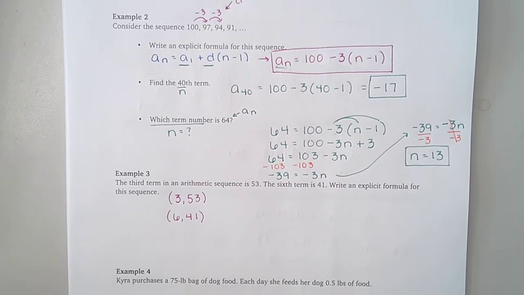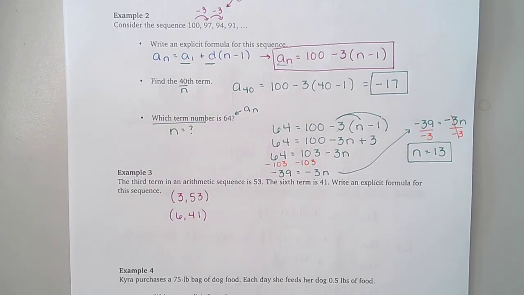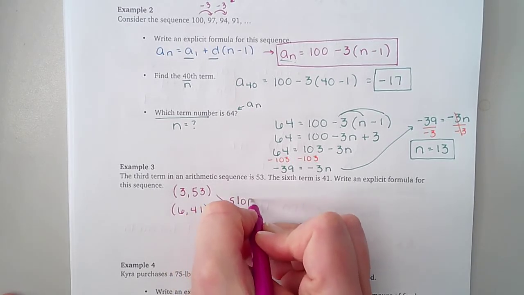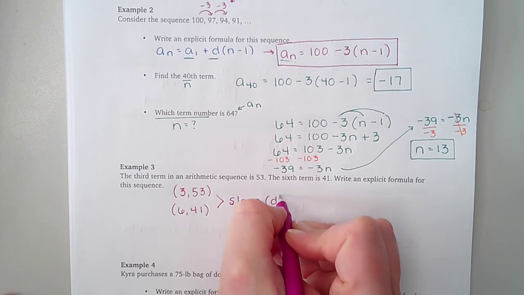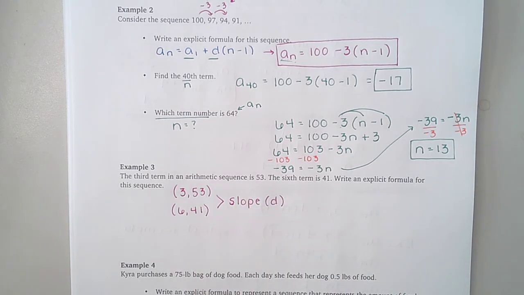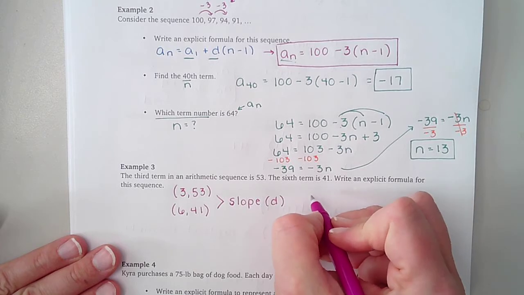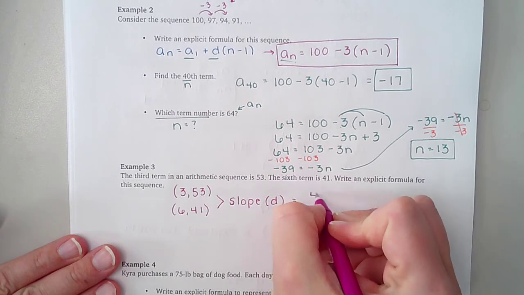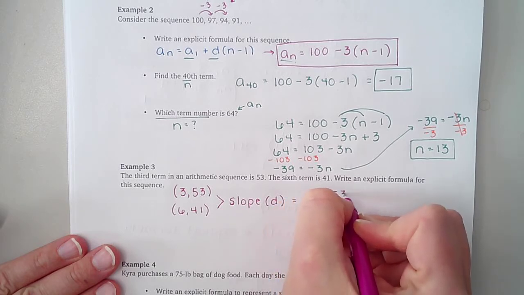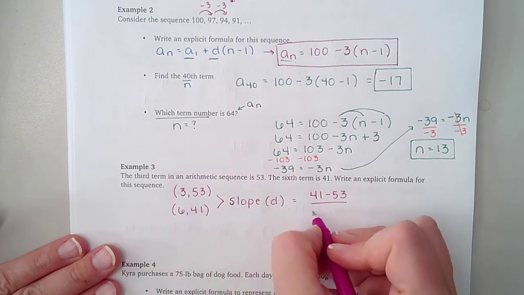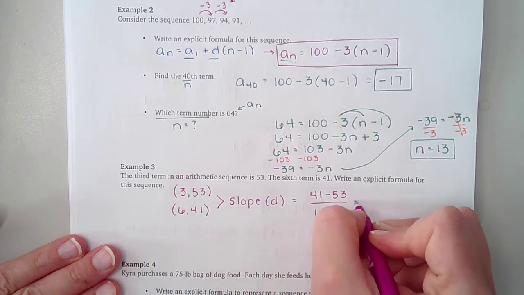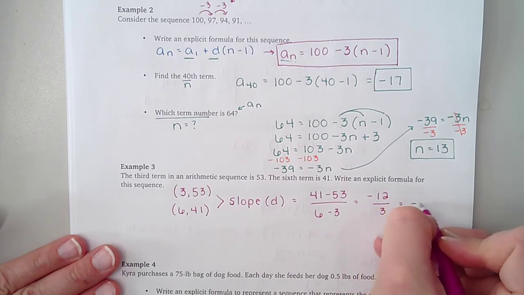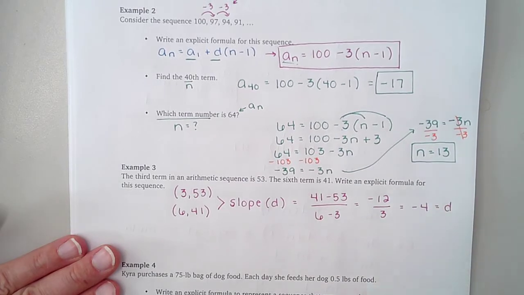So if you had to guess, what do you think the first thing we're going to do is? First thing is we're going to find a slope here. And I just want to remind you that really when I'm finding the slope in this context, I'm finding that D value. I'm going to go 41 minus 53 over 6 minus 3. That's going to be a negative 12 over 3, which is negative 4. So that's my constant difference, or my slope value.